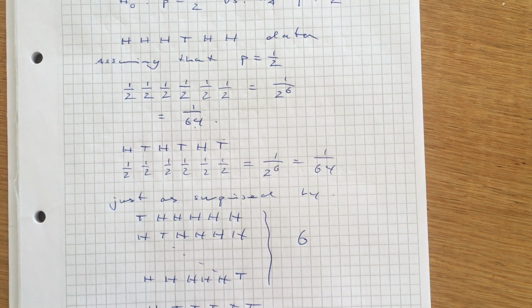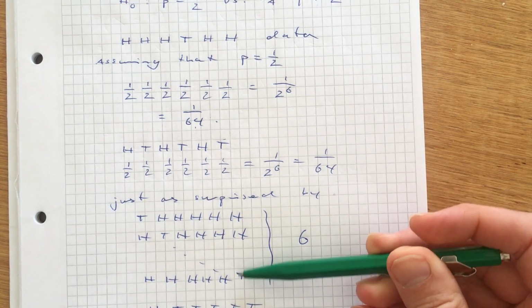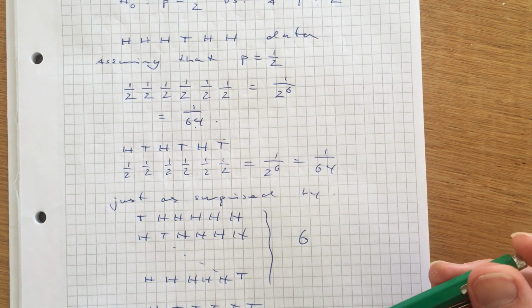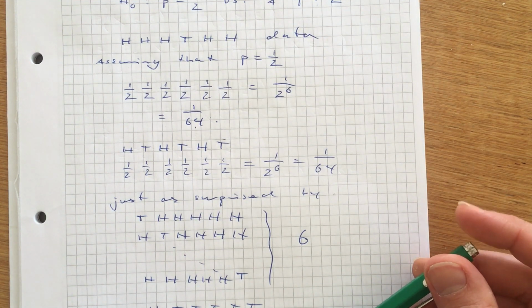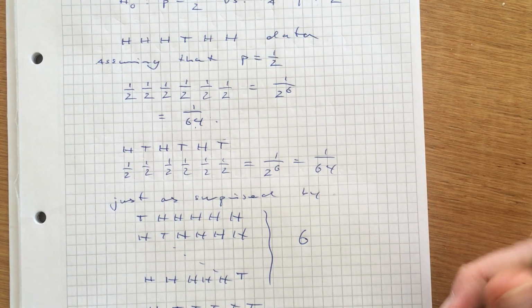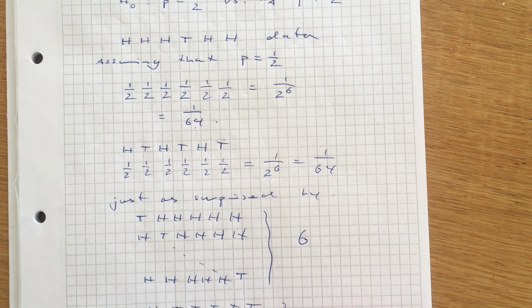One, 2, 3, 4, 5. So these sequences, can be argued, would surprise us just as much as this sequence if we really think that the null hypothesis is true. There are 6 such sequences.